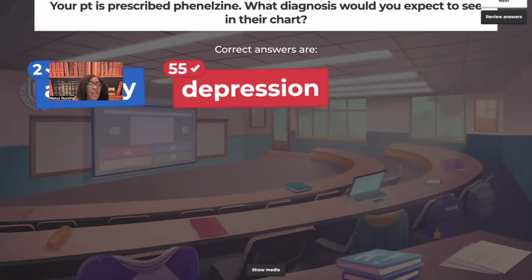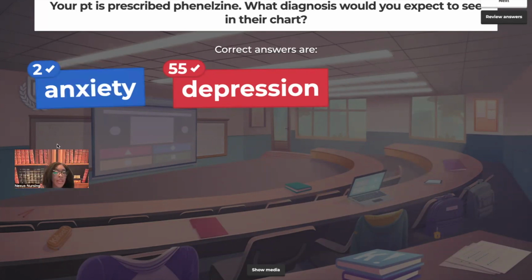Okay, guys. So the two that are accepted is depression, which really that's what this drug is for. This medication is an antidepressant agent. It's an MAOI. However, it sometimes is used as an anti-anxiety medication for people who have social anxiety or panic disorder. However, that is an off-label use. You need to know that.